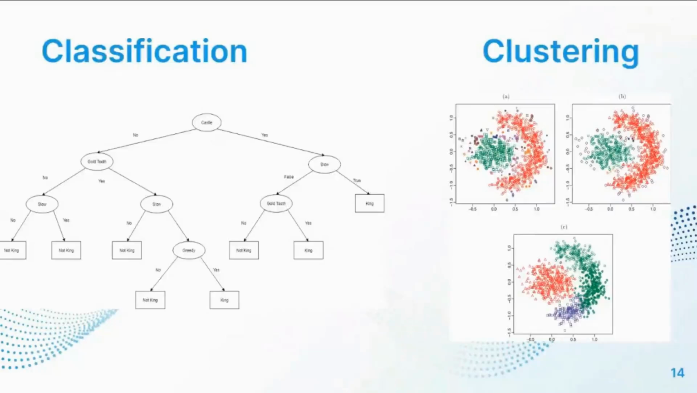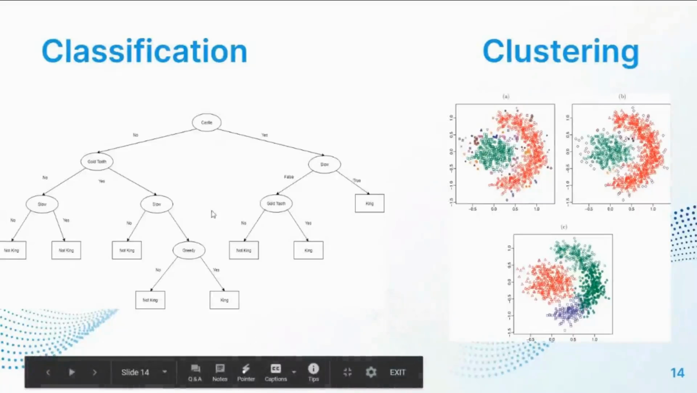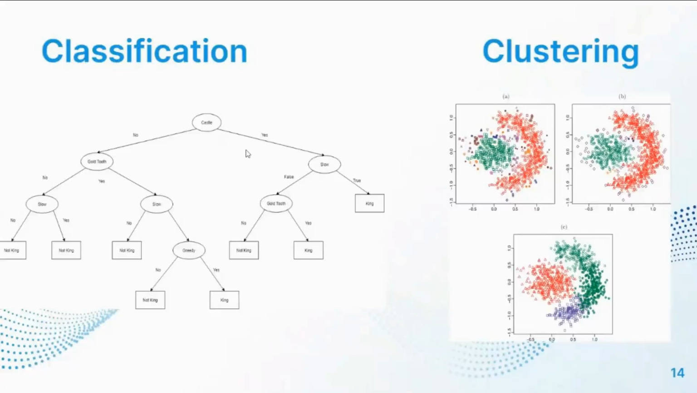So this is a visual representation of classification versus clustering, with the classification image representing the decision trees. And in this case, I hope you can see it. Basically, the algorithm went through the database and found the most important attributes in terms of the labels that they're giving it.